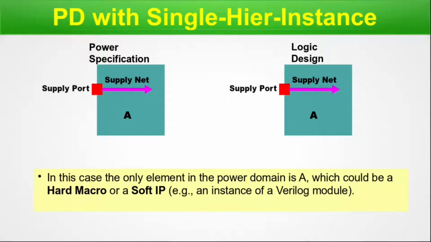In this case, the only element of the power block is A, which could be a hard macro or a soft IP. That is an instance of a Verilog module, as I have explained. So the purpose of this slide is done. Let's move on: instance with child elements. Here, we'll see power domains with child elements.